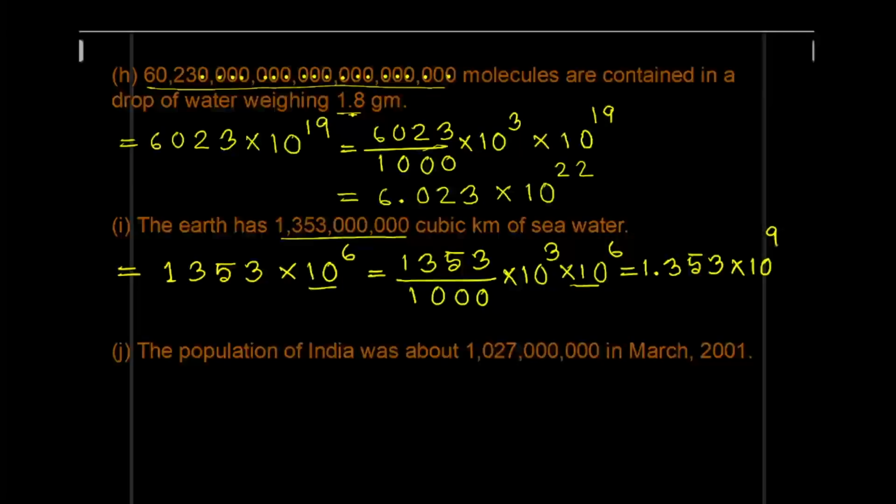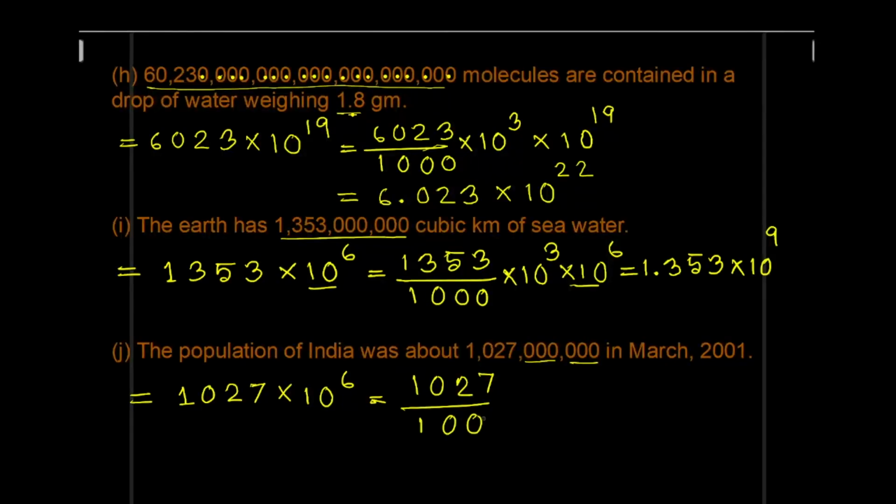Okay, so the last question is what? The population of India was about this in March 2001. Okay, so what is the population? 1027 into how many zeros are there? 6 zeros. So 10 to the power 6. So next will be 1027 divided by 1000, into 10 to the power 3 into 10 to the power 6. So it will be 1.027 into 10 to the power 9. Okay, so this is question number J.